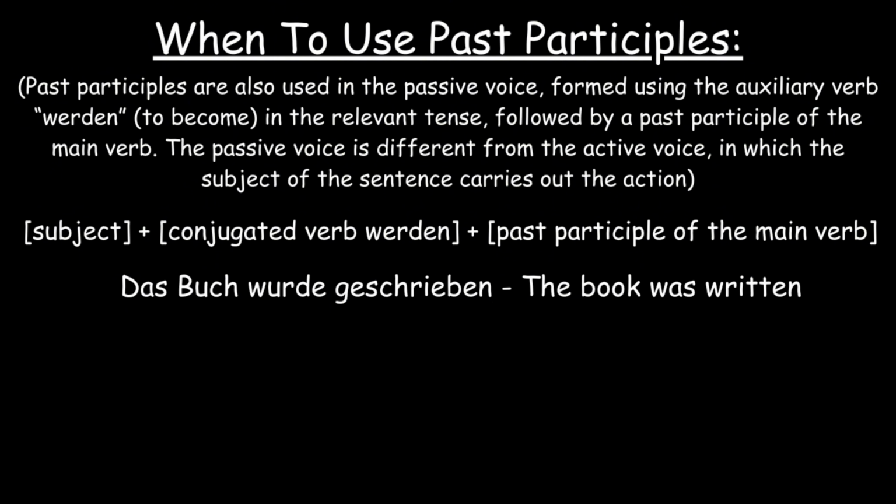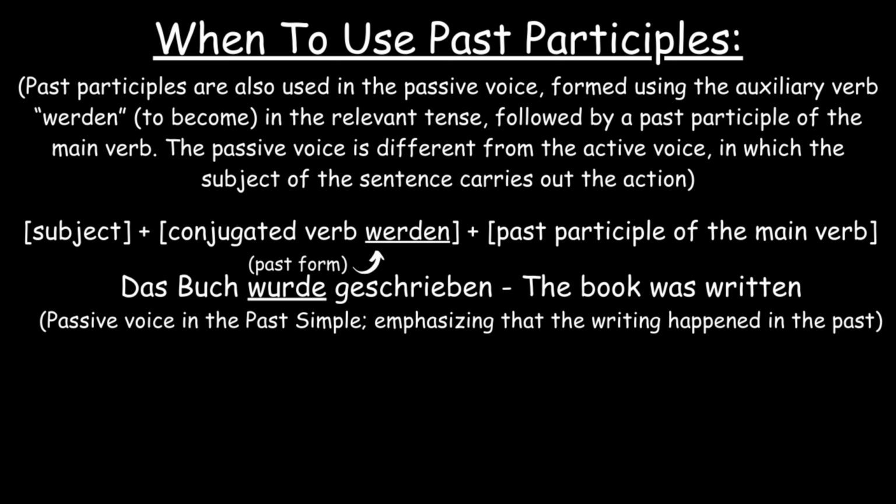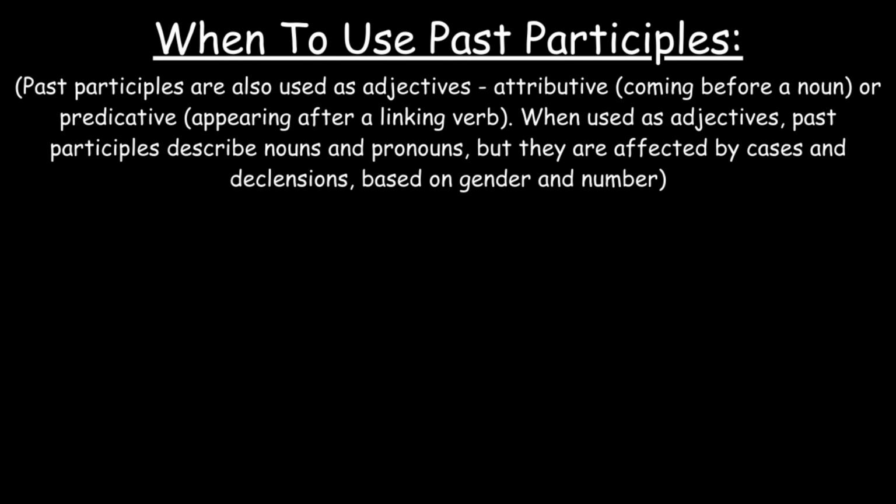Another example is Das Buch wurde geschrieben. In this phrase, wurde is the past form of werden, making the passive voice in the past simple and emphasizing that the writing happened in the past. Aside from the passive voice, the final use of German past participles is adjectives, which can be attributive, coming before a noun, or predicative, appearing after a linking verb.